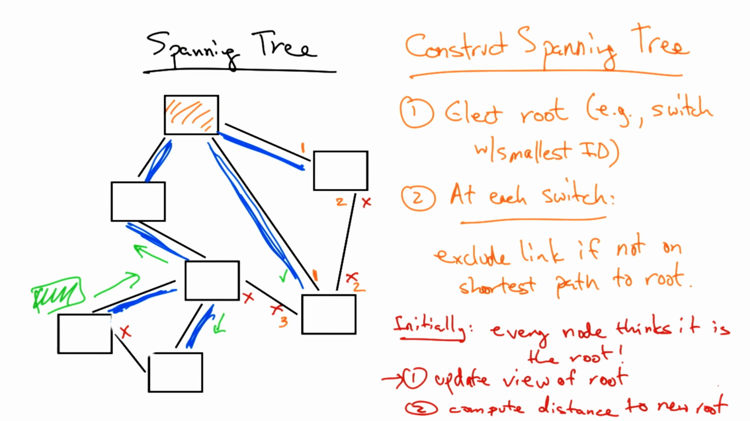Whenever a switch updates its view of the root, it also determines how far it is from that root, so that when other neighboring nodes receive those updates, they can determine their distance to the new root simply by adding 1 to any message that they receive.